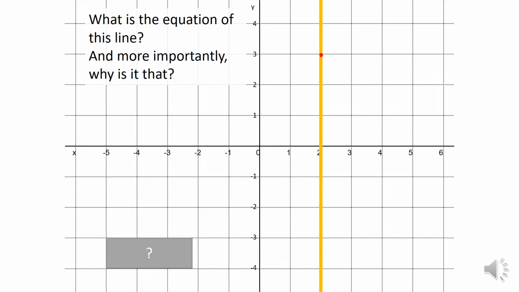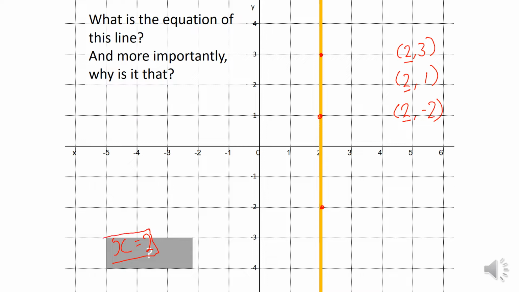So this one, the coordinates would be 2, 3. This one, coordinates would be 2, 1. So here, 2, minus 2. What do all of these points have in common? So looking at the coordinates, they all have an x coordinate of 2. So the equation for this one would just be x equals 2. Quite straightforward. So when you've picked a few points on the line, you can see what they have in common, and that tells you the rule.